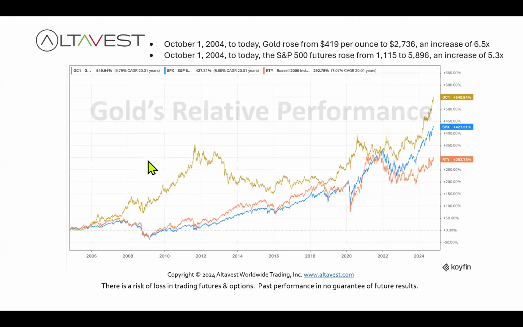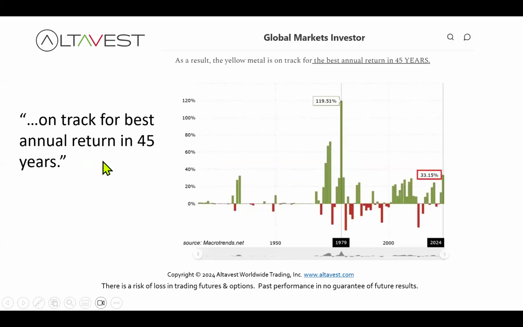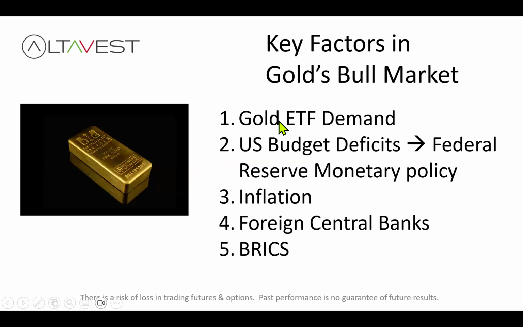So how about some relative performance? This gold line here is the price of gold. You see the blue line is the S&P and the orange line is the Russell. That's from October of 2004. So you can see that gold has actually outperformed. It has quietly been outperforming some of these major asset classes, and it's on track for its best annual return in 45 years, up 33%. And you have gold ETF demand.